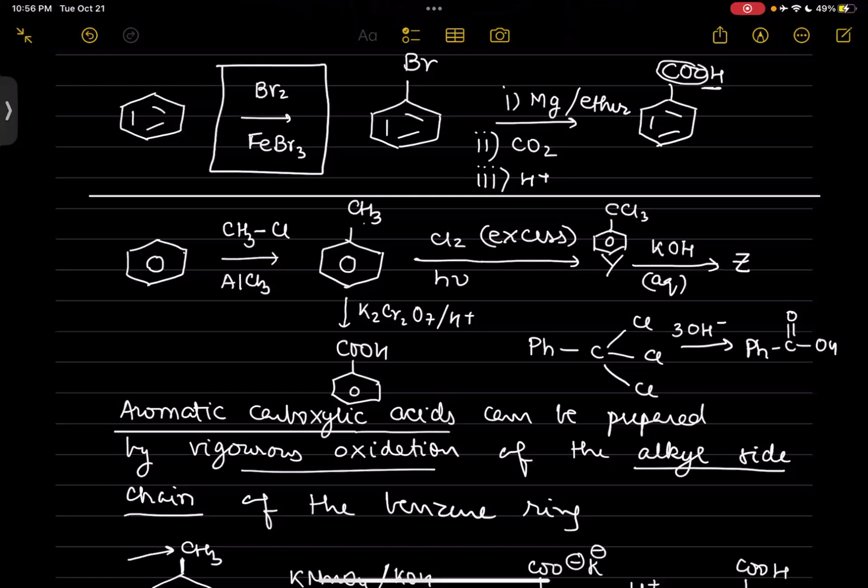Yes, sir. Or you can put Cl, but how many Cl do you need to put to get carboxylic acid? You need to put 3 Cl. Got it? If you put 3 Cl, those 3 Cl will be replaced by 3 OH groups. And from the 3 OH groups water will come out and you will have C double bond O and OH. Directly, if it is outside benzene, it can be oxidized. Very, very important method.